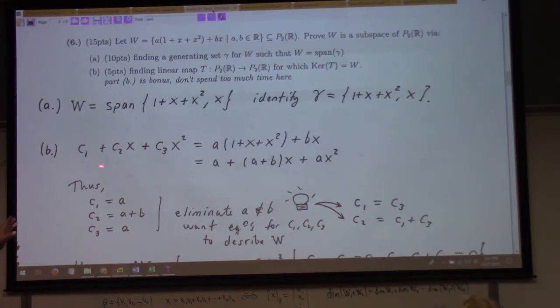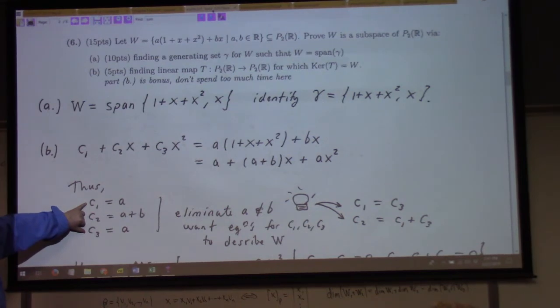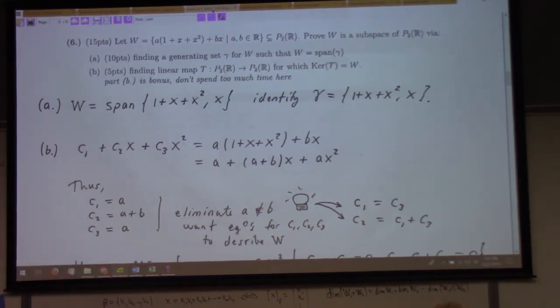So I said, okay, I got C1 plus C2x plus C3x squared equals the span. The question is, what conditions on C1, C2, and C3 do I need to make it have this form? I need C1 equals A, C2 equals A plus B, C3 equals A. My goal is to eliminate A and B to find equations for C1, C2, and C3. So it's easy enough to do. C1 equals C3, and C2 is equal to C1 plus C3. These two equations in those three unknowns describe the subspace. This is a trick you guys saw in the homework before for the intersection problem. Remember?